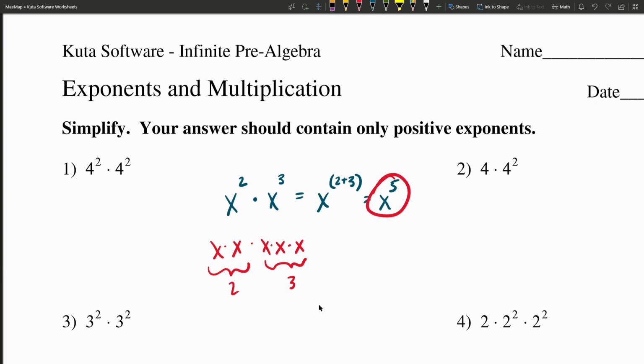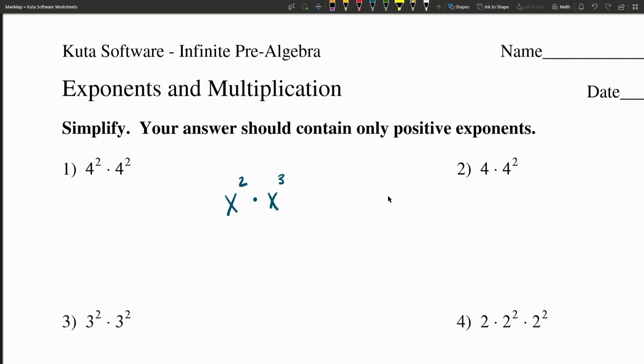And again, this only works if I have the same exact base. So let's say that as opposed to having an x cubed, I had an a cubed. Well, these are not the same base, therefore I will not be able to combine them together. It's already simplified as far as it will go. So taking this quick example, let's try and apply this in number 1.